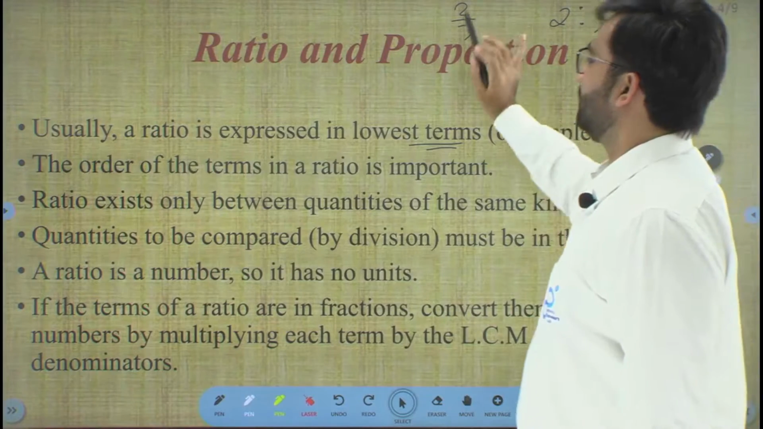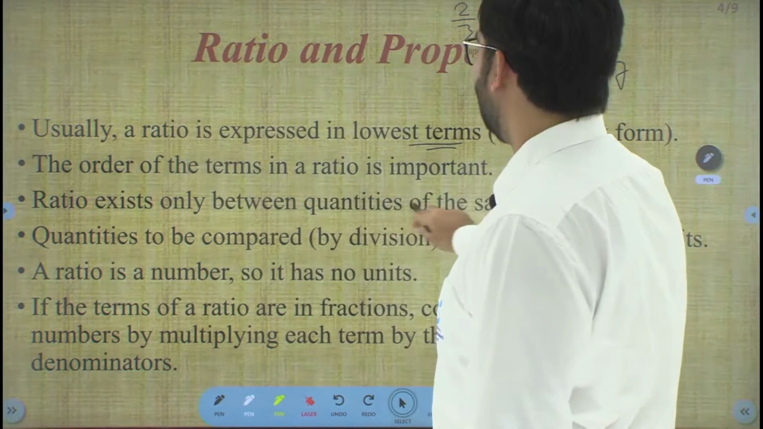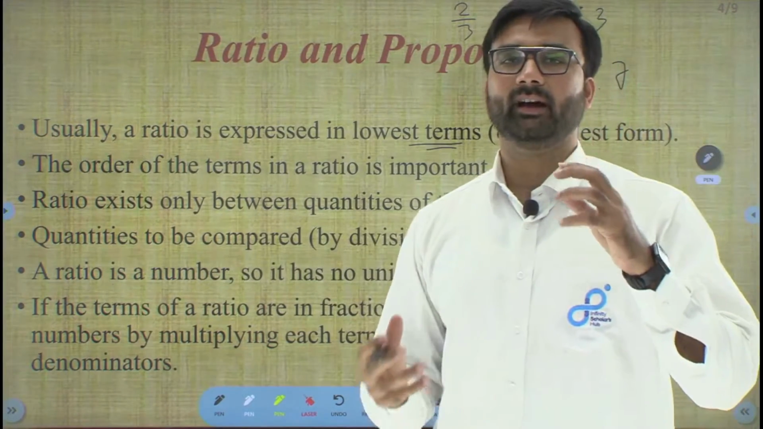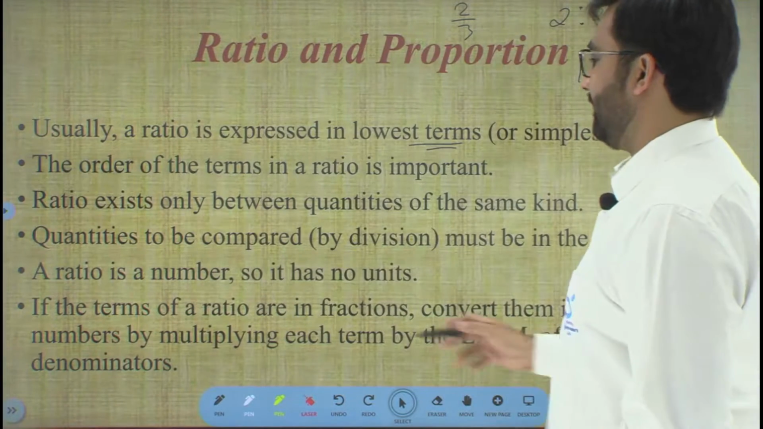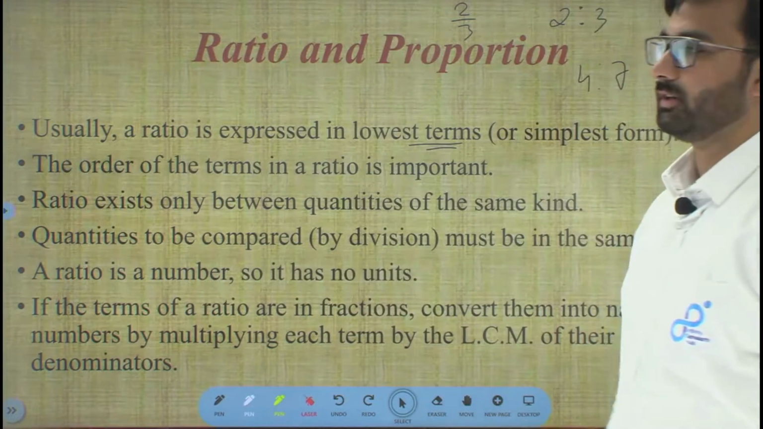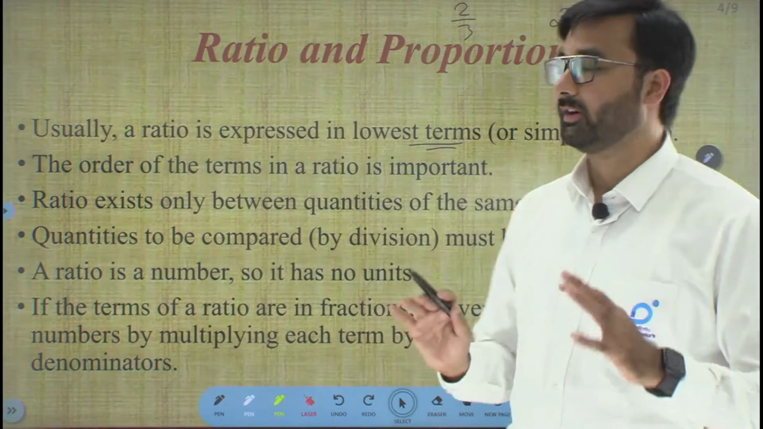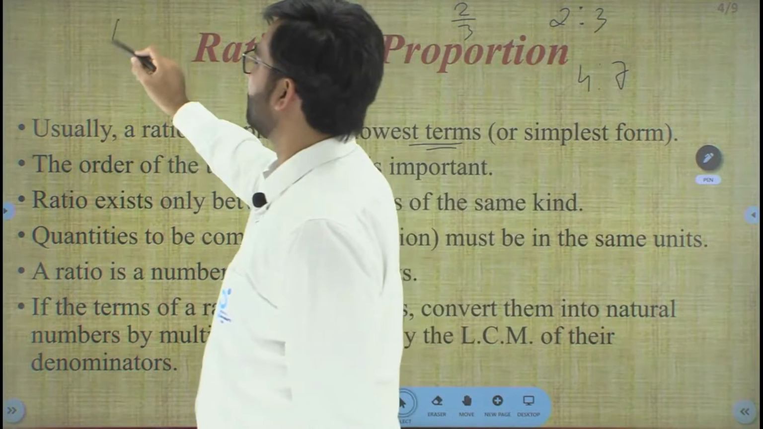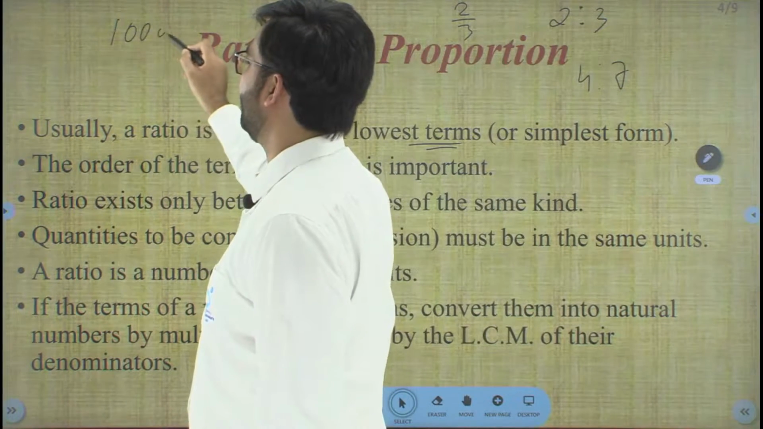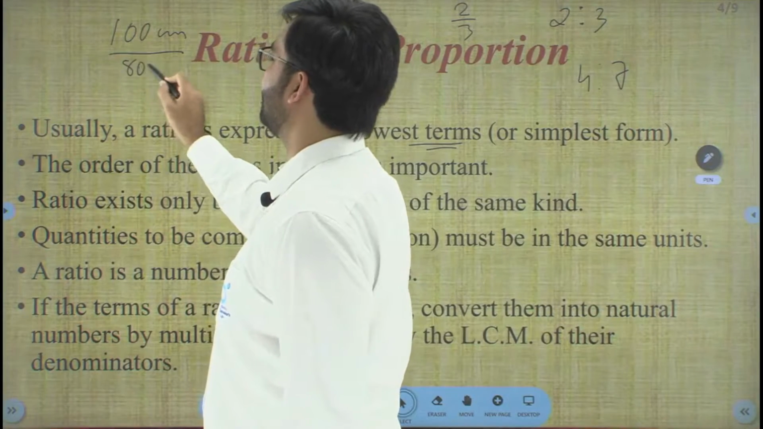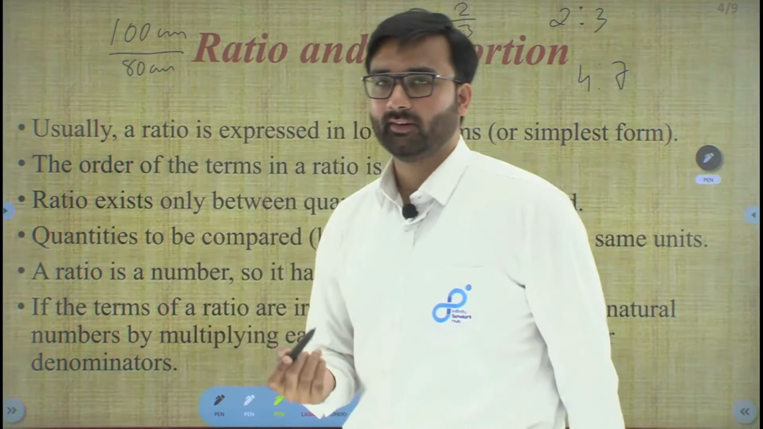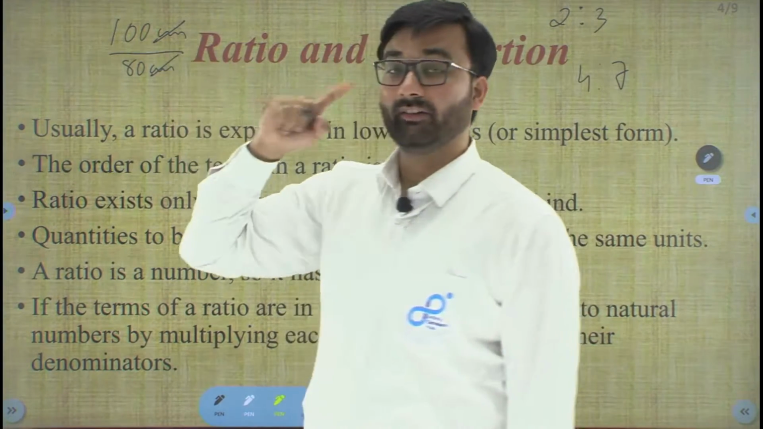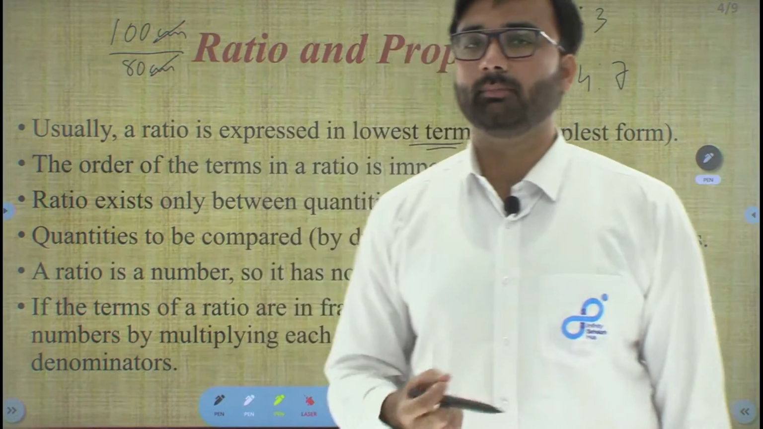Okay, fine. Now, a ratio exists only between quantities of the same kind. Like I said, you can compare only height and height, weight and weight. Likewise, a ratio is a number, so it has no unit. Say I am comparing height: the height of one child is 100 centimeters and the height of the other child is 80 centimeters. So your units are also like your numbers, right? You can cancel out centimeter and centimeter, and you will be left with only numbers. So basically a ratio is a number, so it has no unit.